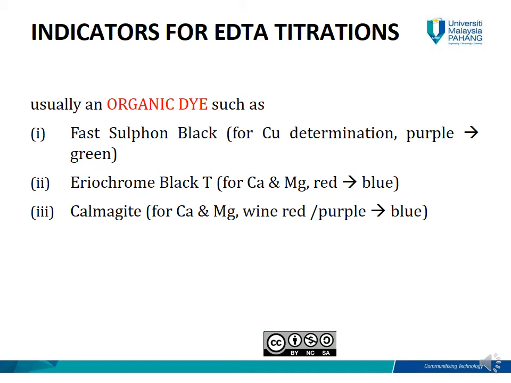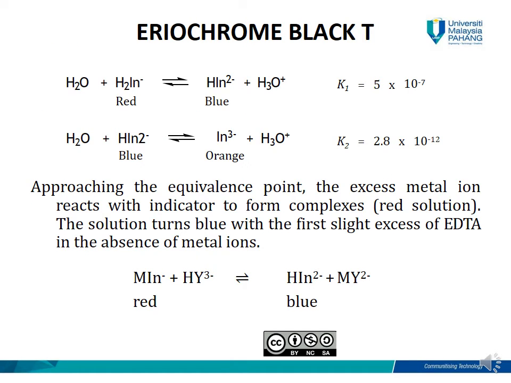And the third one is Calmagite. This is to determine calcium and magnesium, and the color change is from wine red or purple to blue. So let's look at Eriochrome Black T.